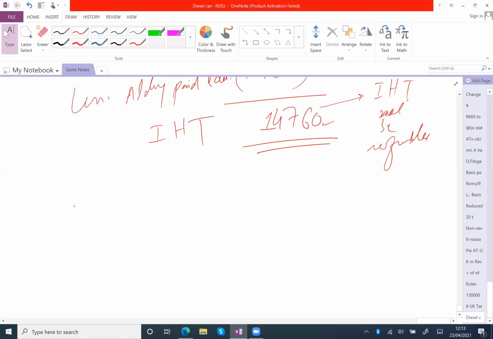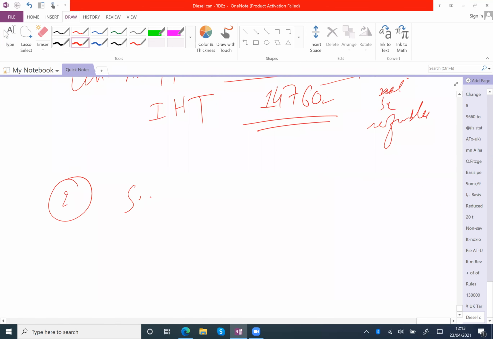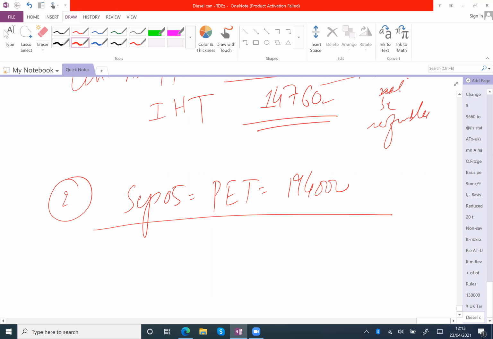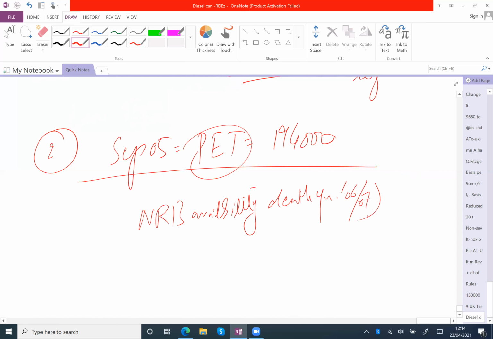That's it. Now go to the second gift from the timeline. Just choose the second, September 05 PET, and 194,000 is the value. So on this value, you have to pay the death tax. Before paying the death tax, again check the NRB availability on the death year, because you are calculating the death tax on this lifetime gift PET. The death year is 06/07, and the nil rate band is 300,000.